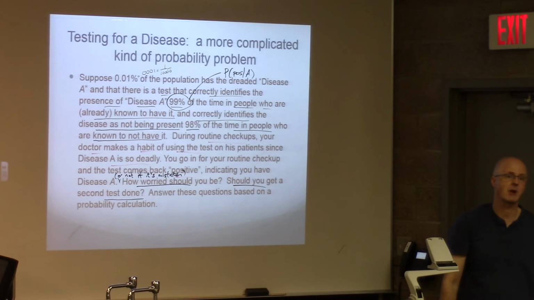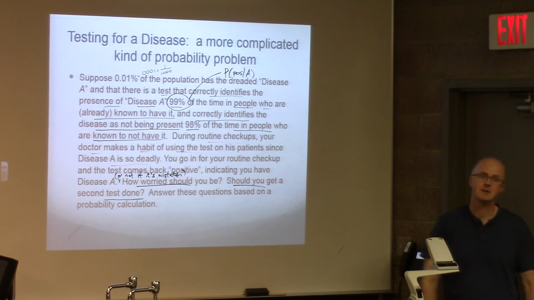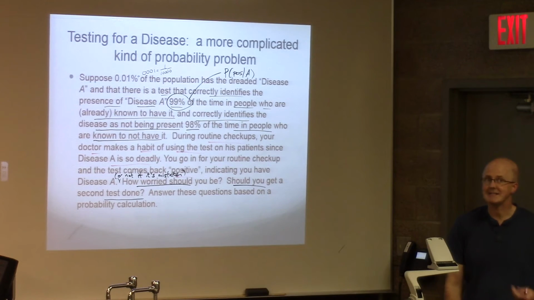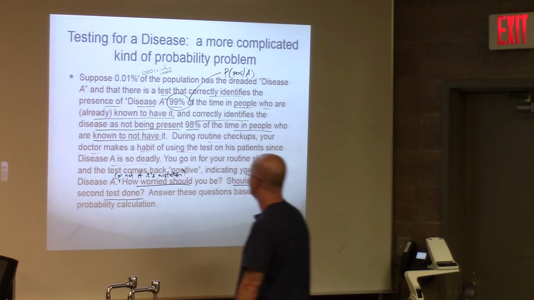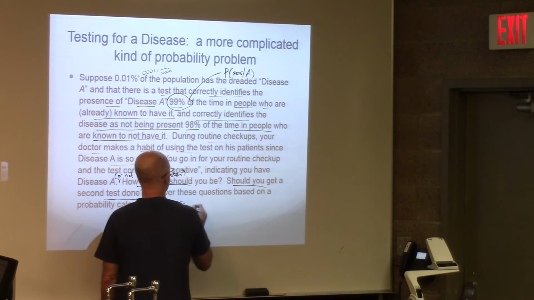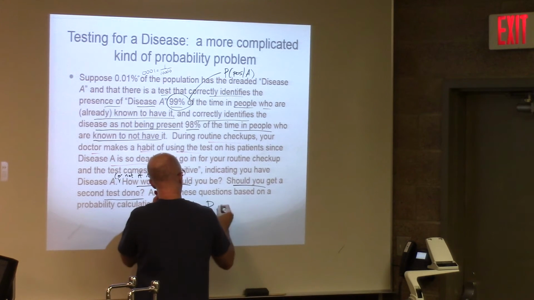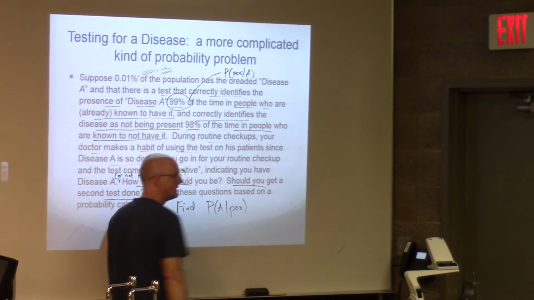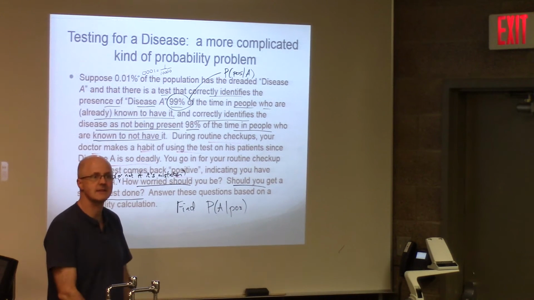It's that conditional probability. That's not the conditional probability you want to find, though. You don't know if you have the disease or not. You're not in that group of people. The test came back positive for you. You want to find the opposite conditional probability, the probability of having disease A if you know the test came back positive. And the answer is not necessarily 99%.